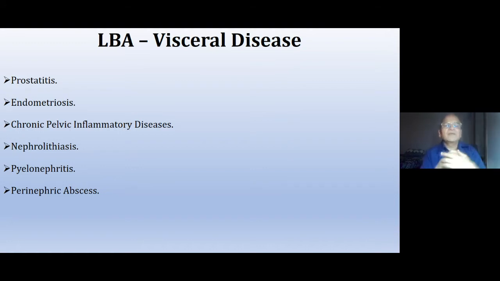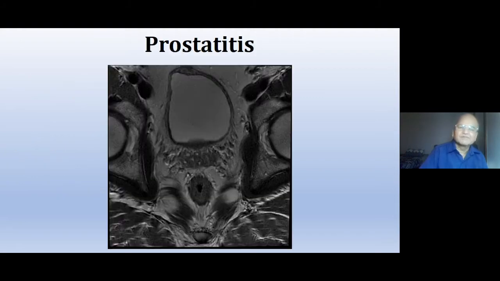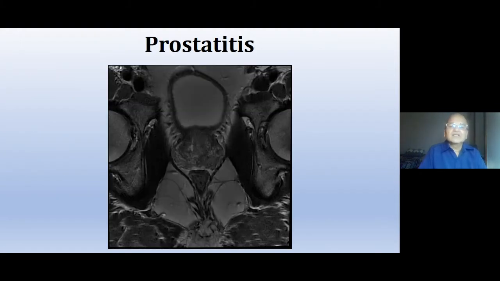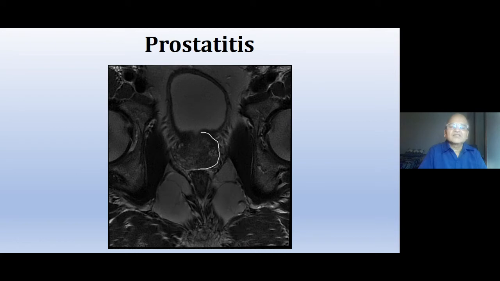Among all this, the commonest cause of low back pain in a woman will be chronic pelvic inflammatory disease and endometriosis. In men, especially beyond the age of 60, we have to exclude the possibility of prostatitis, and in any age group, if it is suggestive of renal colic, you think of nephrolithiasis, and acute pyelonephritis if he gives a history of recurrent urinary tract infection. So this is a classical picture which shows prostatitis in a patient.